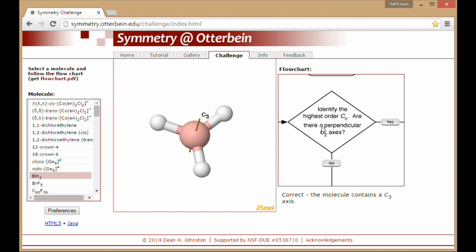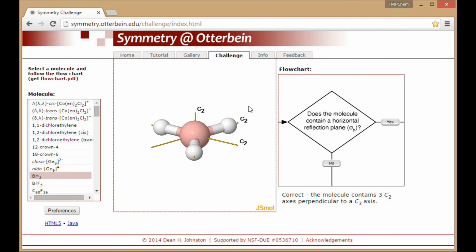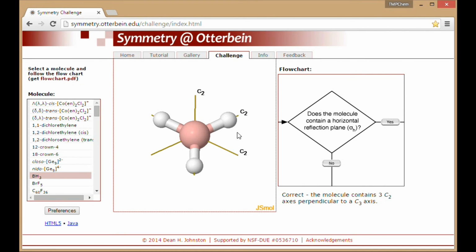Identify the highest order CN. Are there N perpendicular C2 axes? So this is C3. Are there three perpendicular C2 axes? I think so, because there's a C2 here, there's a C2 there, there's a C2 there. They're all perpendicular to C3. So yes. Okay, does the molecule contain a horizontal reflection plane? So is there a mirror plane which is perpendicular to my C3, which is coming out of the board here? Yes, the molecule is in a plane.